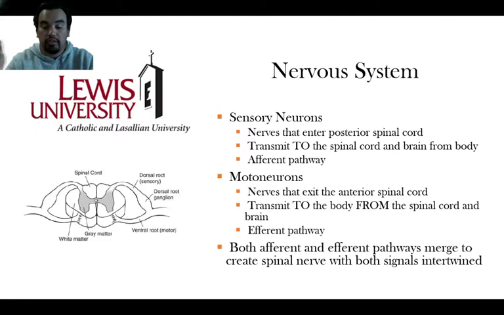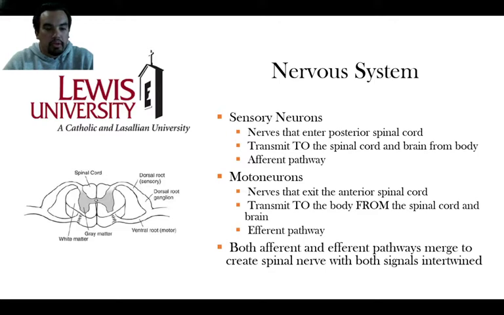Now if I took a needle and poked myself, that would also be the sensory neurons sending the information to the brain, and then the motor neurons sending it back, saying I need to pull away from that instance. Sensory neurons travel on an afferent pathway.